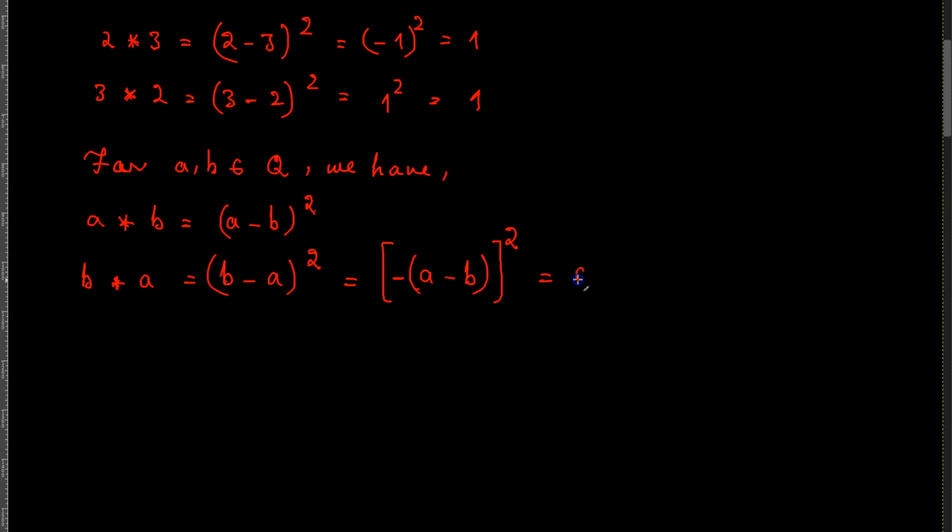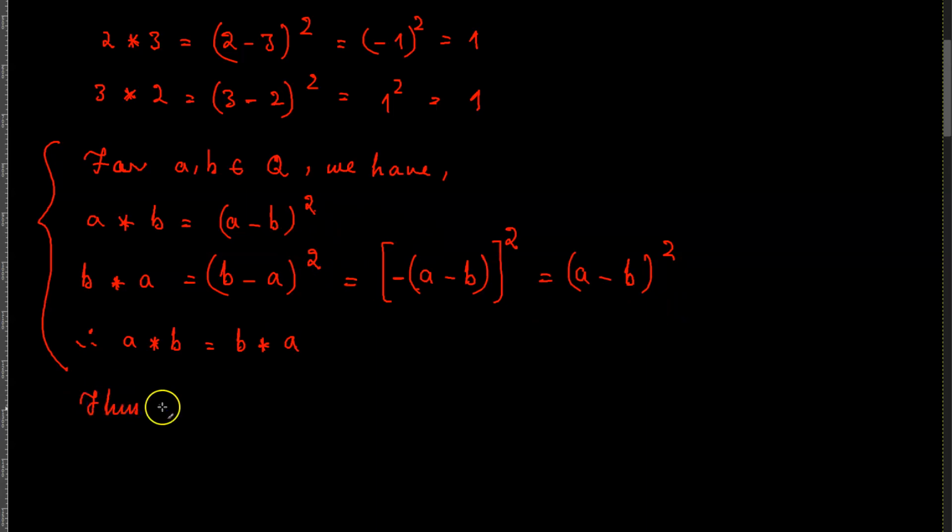Which is the same thing as A minus B raised to the second power, and thus A star B is equal to B star A. That is the right way of basically talking about this. Thus the operation star is commutative.